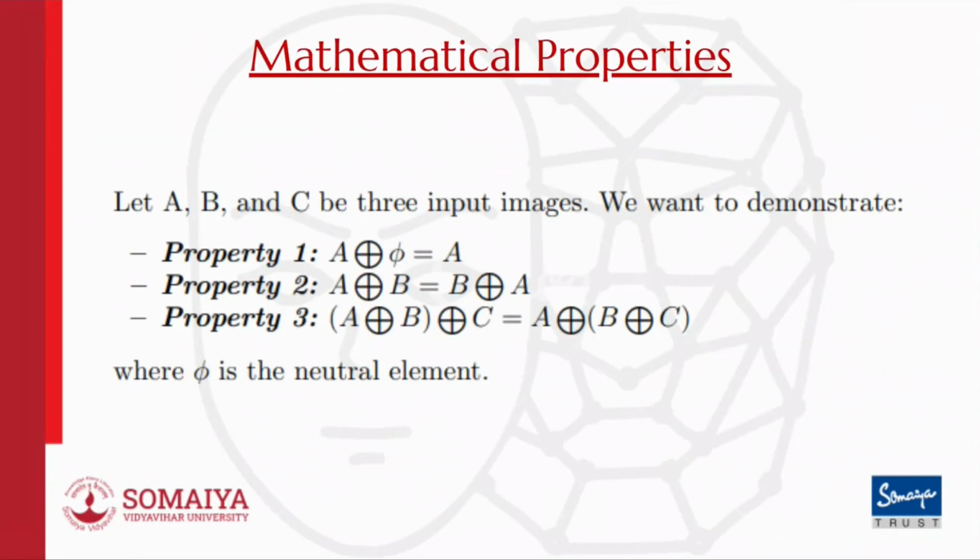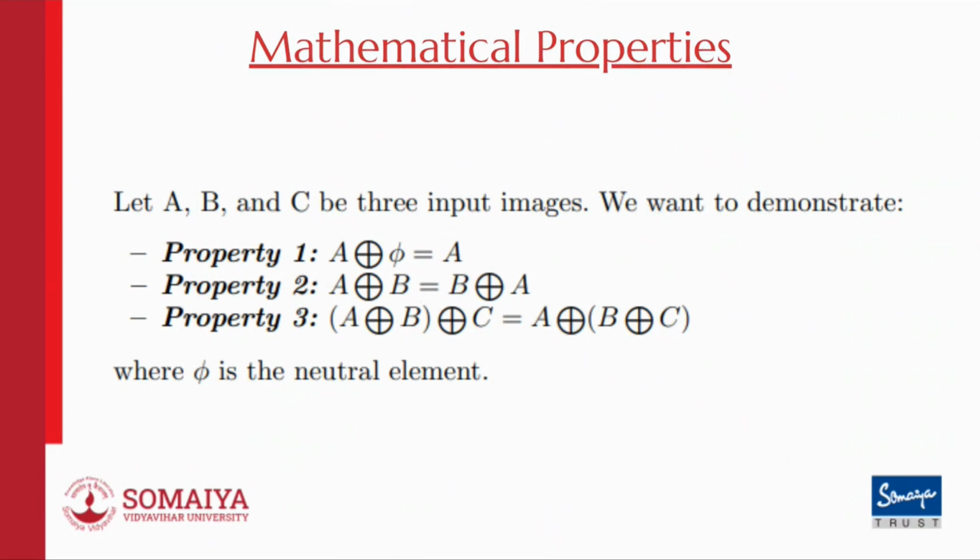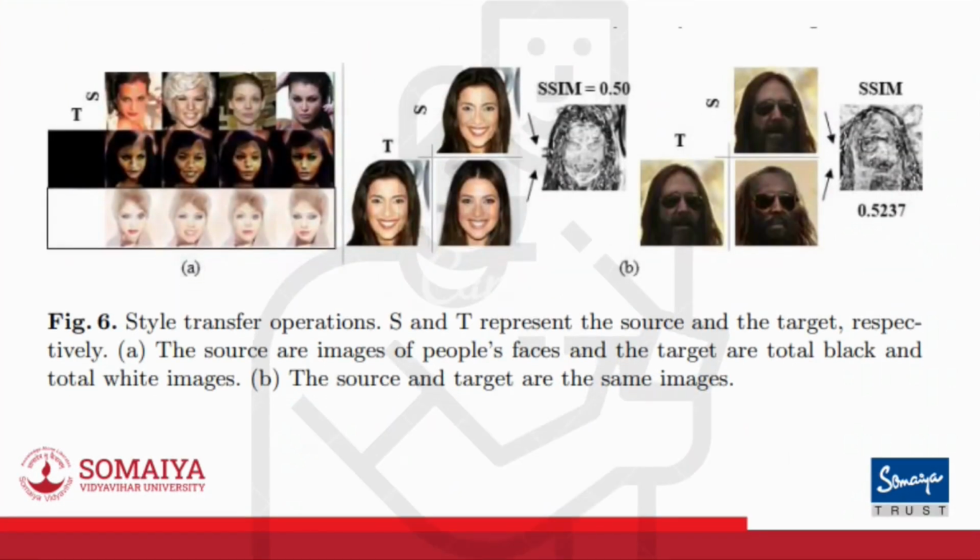These are a few of the mathematical properties applied. Let A, B, and C be three input images, and these are the three properties, where phi is the neutral element. So here the first property is used. Style transfer operations S and T represent the source and the target respectively. In figure A, the sources are images of people's faces and the targets are total black and total white images. Figure B shows the source and target are the same images.